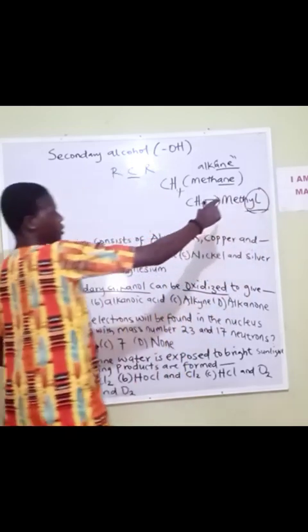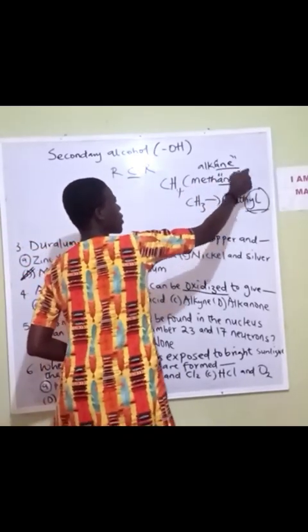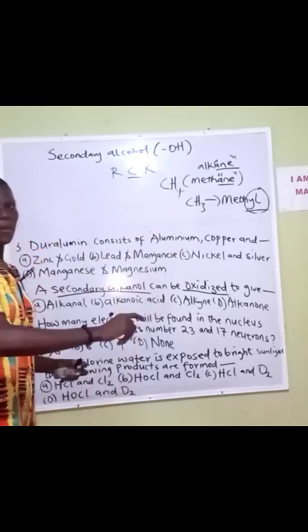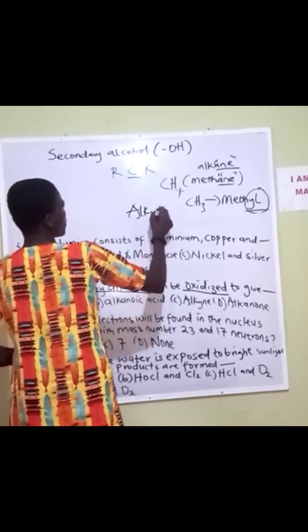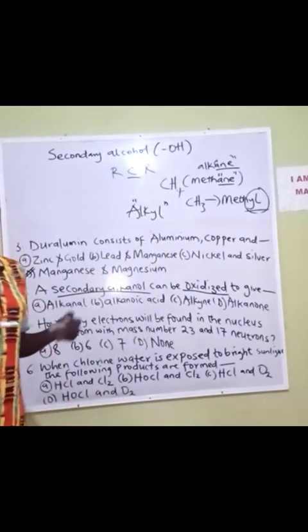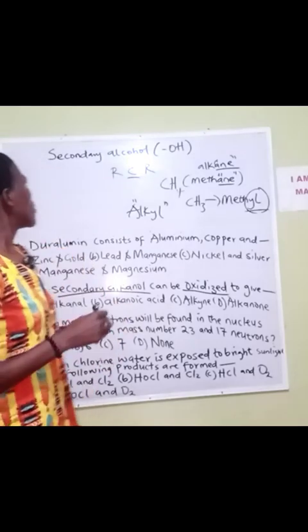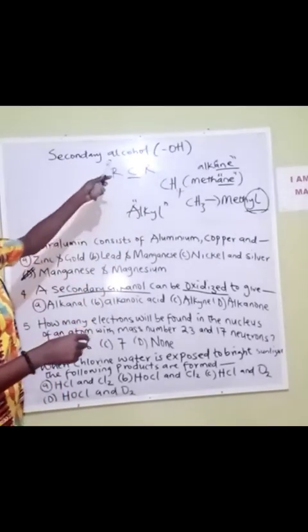So this -yl, this -ane becomes -yl. Do you understand it now? An alkyl simply means the loss of what? Hydrogen atom. Okay. So back to secondary alcohol.